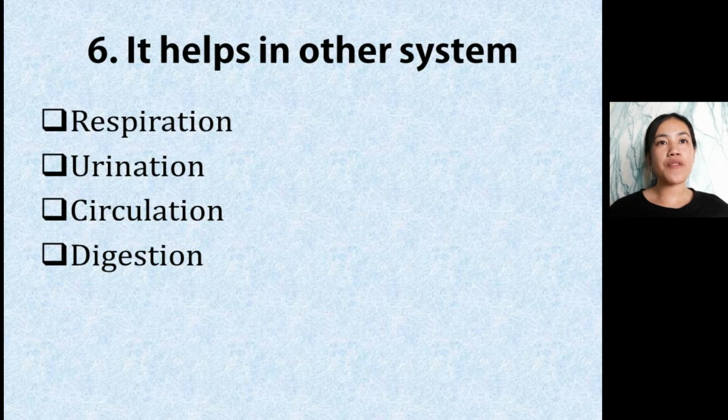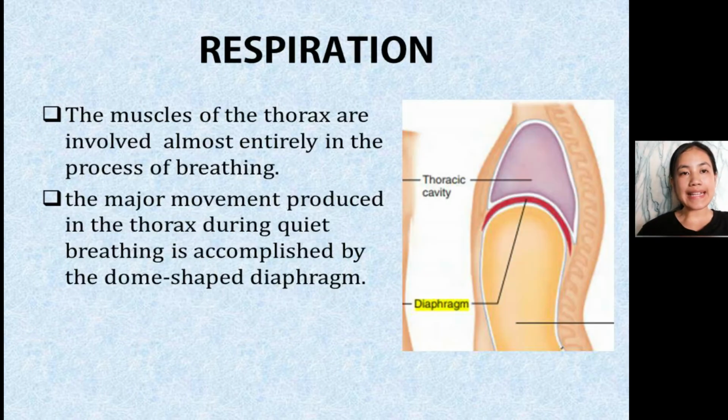Here are some of the human systems that I have listed which greatly need the muscular system. Through the help of the muscular system, they can work properly. Okay, let's start with respiration.